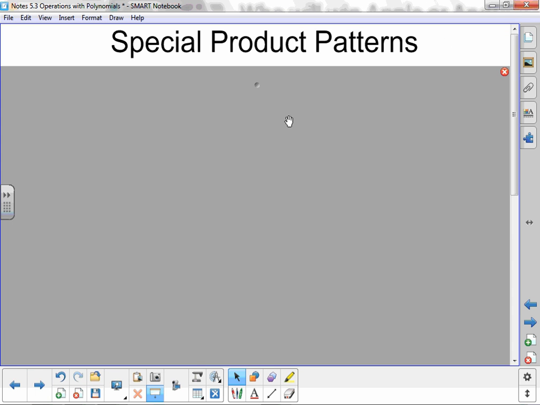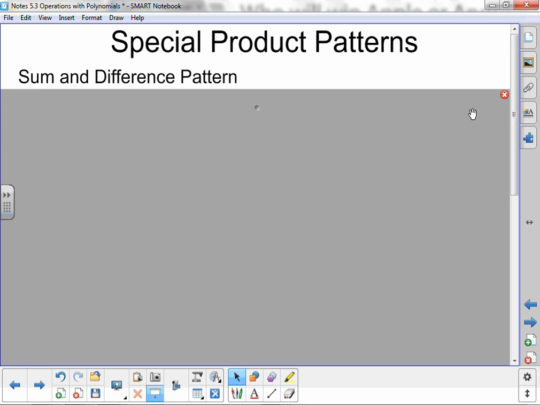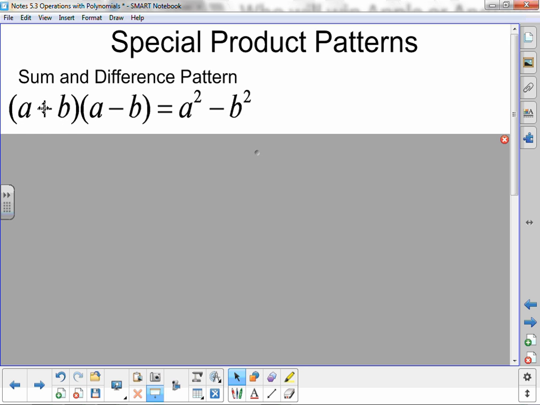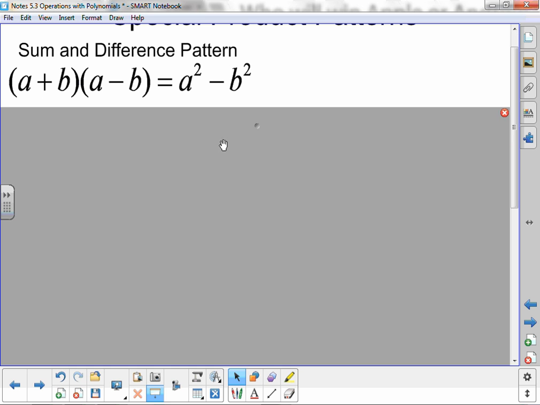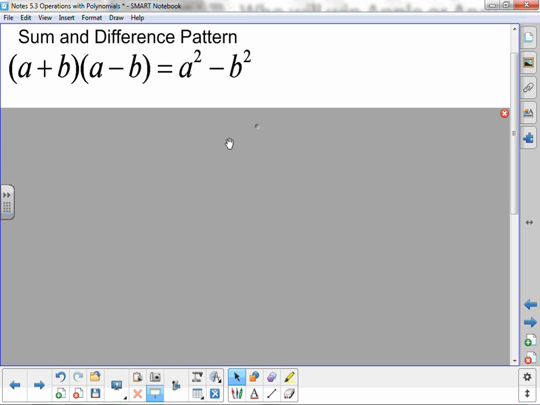So here's how it works. Special product patterns. Keep in mind, you don't have to use these patterns, but they are helpful. First one is called the sum and difference pattern. If you have the sum and the difference, notice a and b are the same. You don't have to just double distribute. You can just say that's going to be a squared minus b squared. That pattern shows up mainly because when you do the middle part, b times a is ab, and a times b is negative ab. That'll cancel out the middle term, so there won't be a middle term there. So that pattern comes up sometimes.